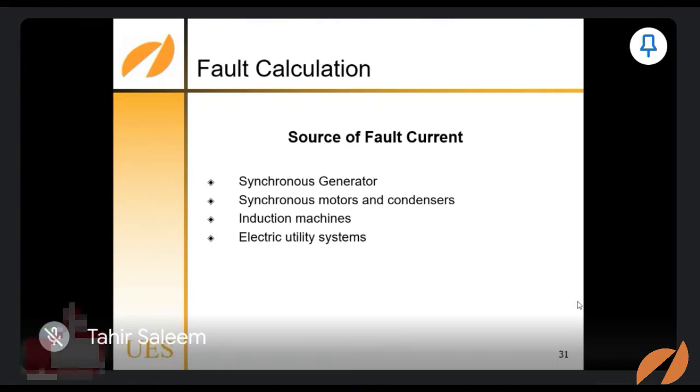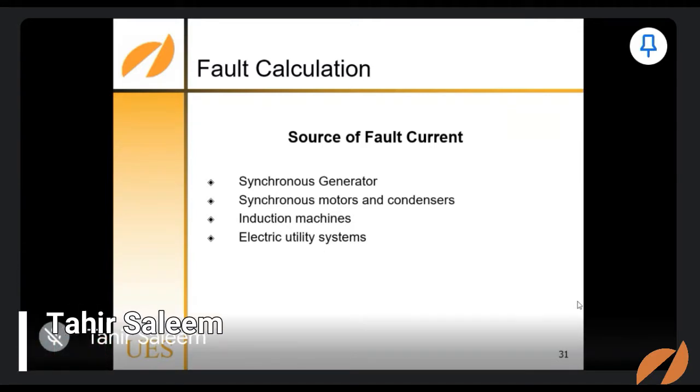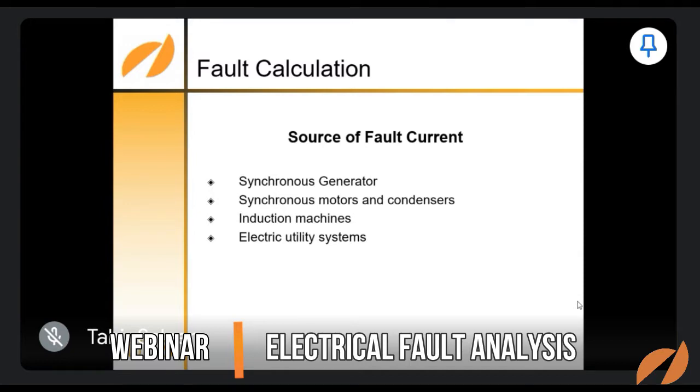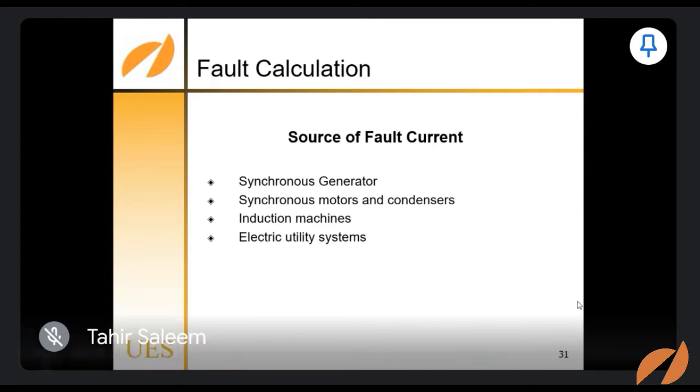Dynamic machines may be synchronous generators, synchronous motors and condensers, and induction machines, and the electrical utility system can also contribute to your short circuit current. The motor becomes a dynamic contributor to the short circuit current. When it trips, for the first few cycles, the opening cycles, it acts like a generator because of the inertia of the motor. So the motor will contribute as a dynamic machine to the total system short circuit current, and you have to remember that the motor contribution can also be considered in the total calculation.